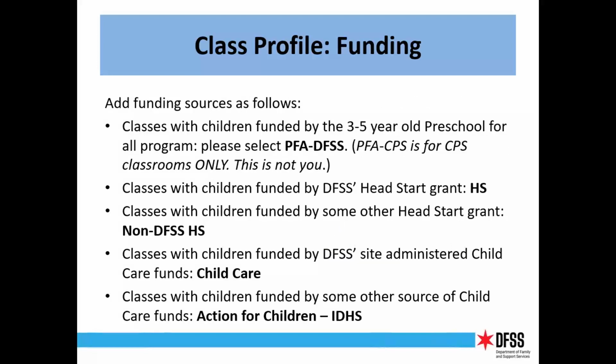So a few things about those funding sources, and maybe I should have included this earlier when we were talking about the teacher, because this is the exact same list of funding sources. So classes with children funded by the 3 to 5 year old Preschool for All program. This is PFA DFSS.